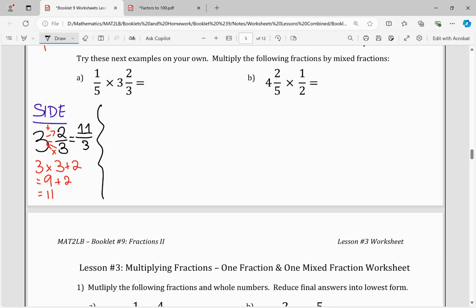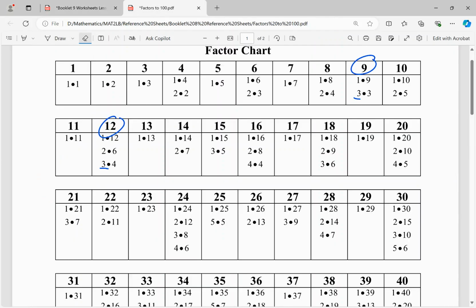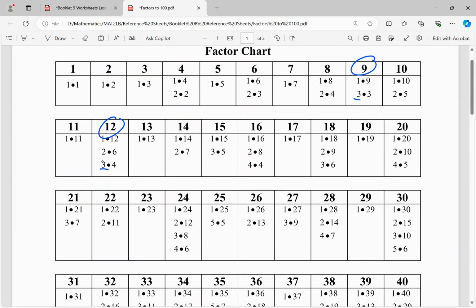All right, let's use that, right? So 1 over 5 can stay the same. There's nothing wrong with that, but we don't want to work with a mixed fraction. So 3 and 2/3 is rewritten as 11 over 3. 1 times 11 is equal to 11. 5 times 3 is equal to 15. We're almost done. Let's take a trip over to our factor chart.